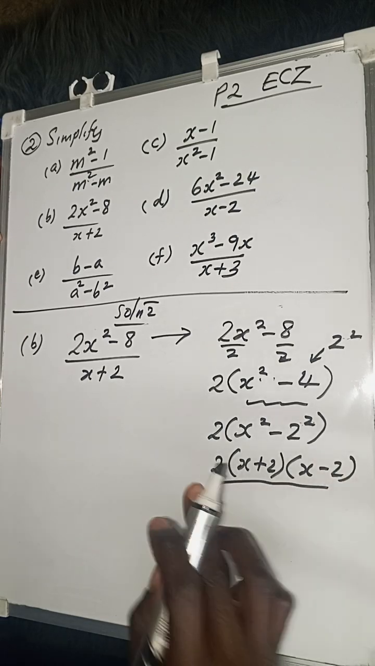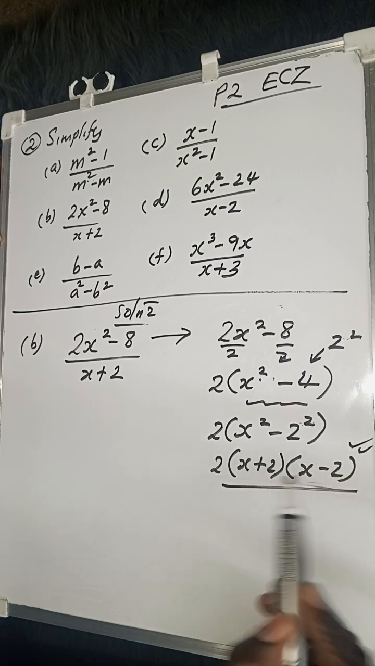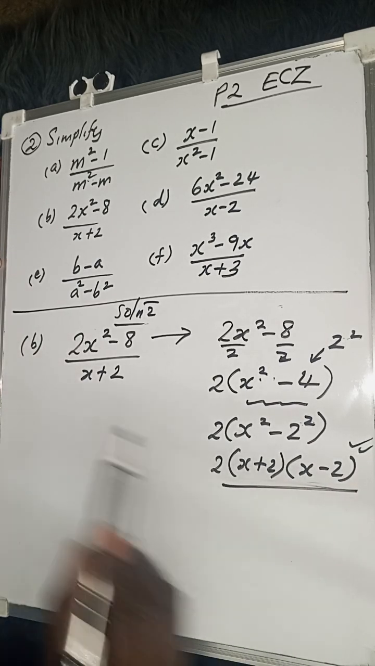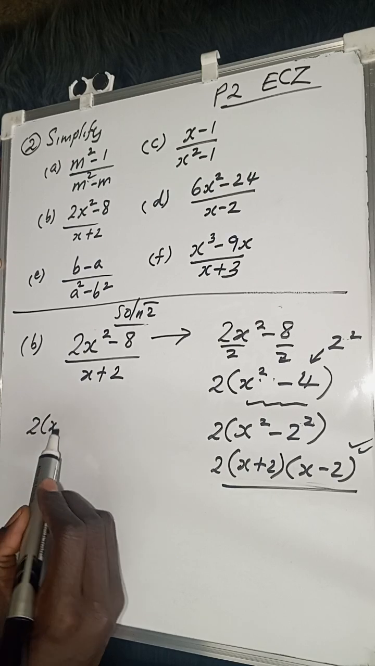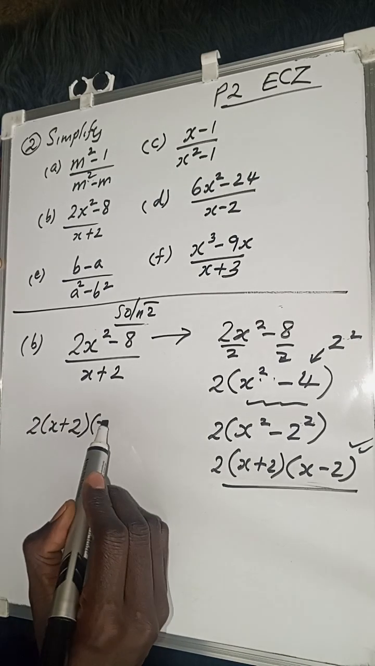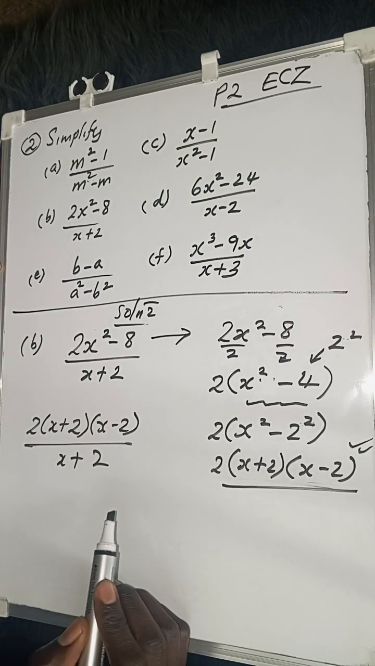So this is the expression that we have. On top, we can replace it with that expression. So therefore, on top, when I factorize, I'll replace it with that. It will be 2x plus 2 and x minus 2 there, over x plus 2.